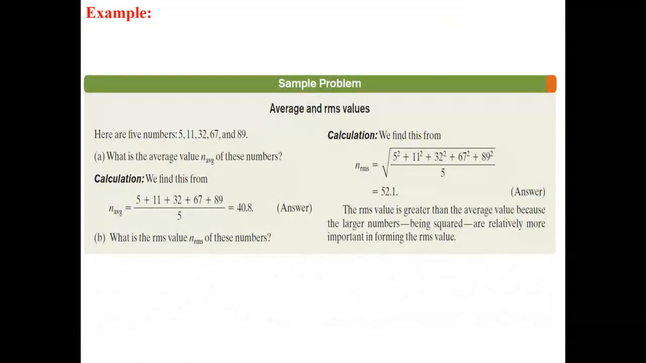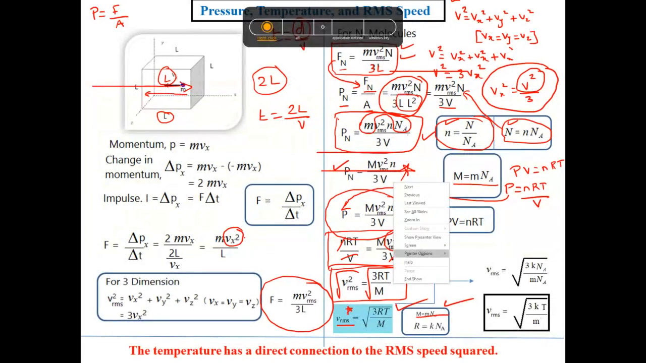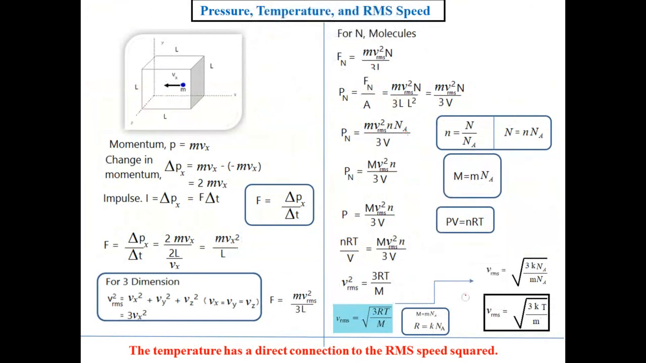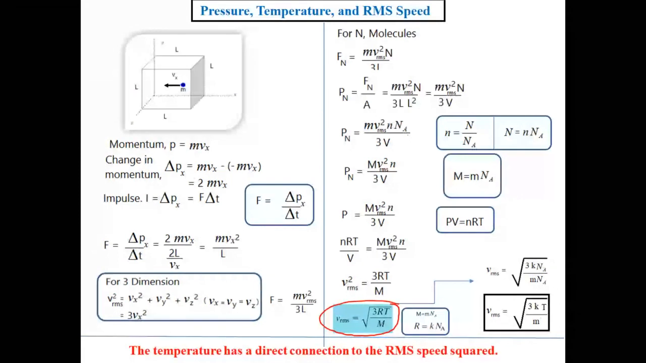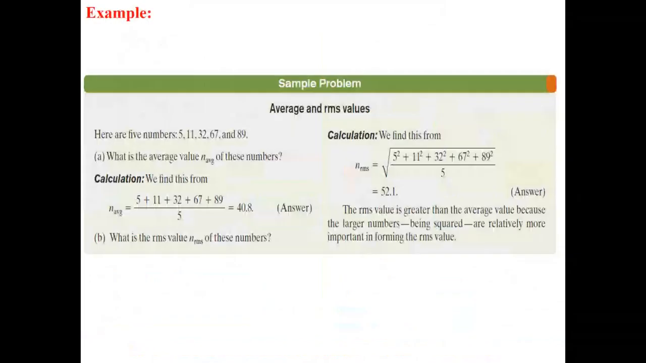Now, you can just have a look at this slide. I gave some sample questions. Suppose we are asking you to find the RMS value for the given temperature and molar mass. Then you have to use this rule. Am I right? Suppose the temperature and molar mass are not given, and only numbers are given.